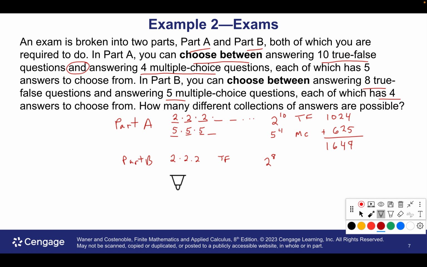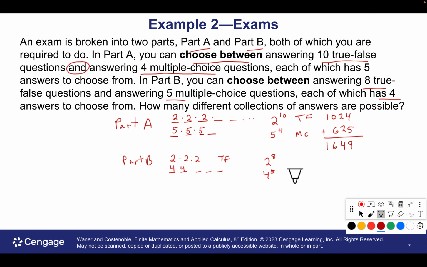For the multiple choice there are 5 questions: 1, 2, 3, 4, 5. Each time we have 4 different choices, A, B, C, D, right? So this is going to be 4 to the 5th, which will be a different number. And again, we only have to do one of those parts. So we could do this one, which has that many options, or this one that has that many options. So we add them together. This may be more for the teacher who has to grade them. These are all the different combinations.